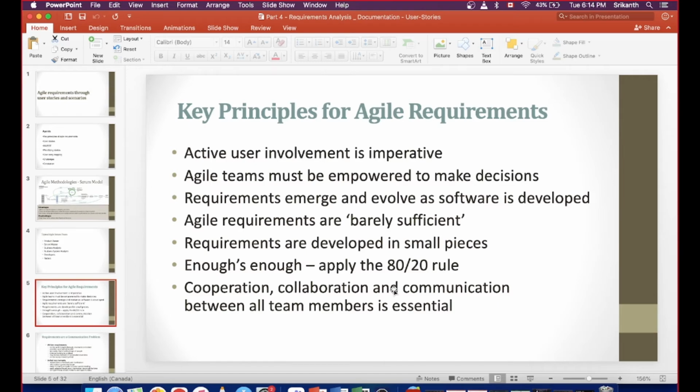And agile teams must be empowered to make decisions. Sometimes if a BSA or business analyst or your scrum master has more knowledge on the topic, it is okay to take the decisions and go ahead with the development, but ultimately you should be taking the business approval. But if you are 100% sure, or 95% sure, sometimes you may take the small decisions to go ahead with your project. And requirements emerge and evolve as software is developed.